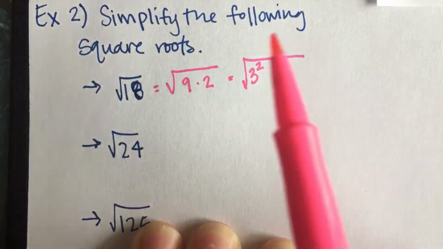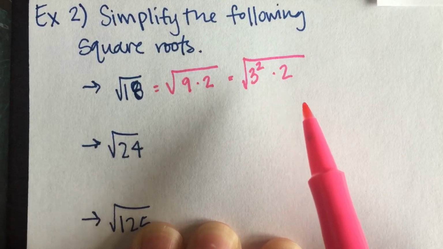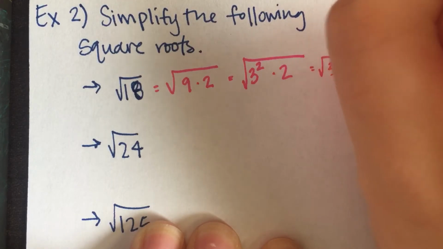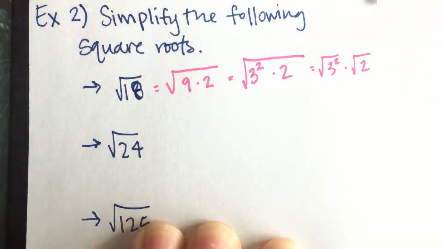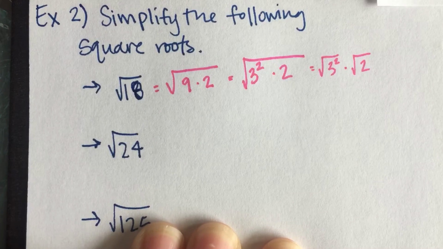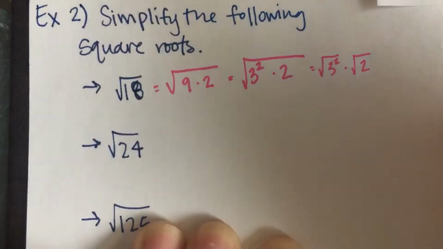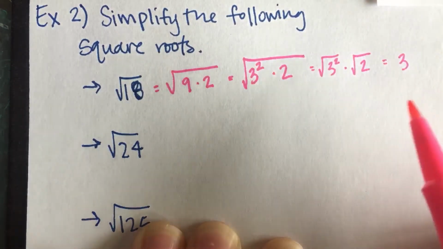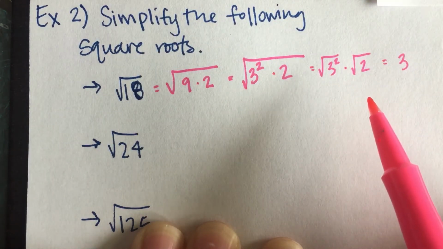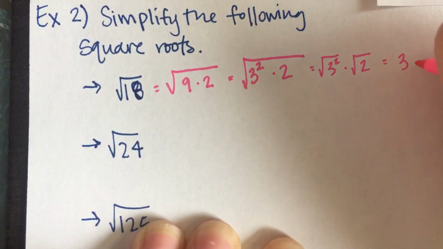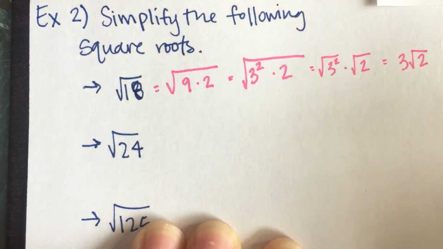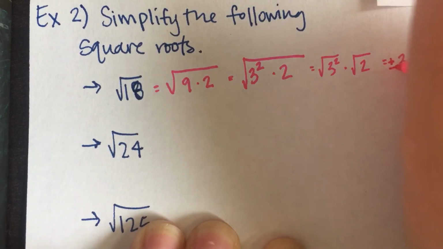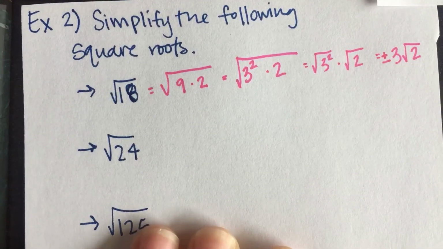And then when we have something squared times another number, we can actually split this up into 2 multiplications that look like this. The square root of 3 squared times the square root of 2. And the square root of 3 squared is just equal to 3. Remember, those go against each other. And we can't take the square root of 2. It's not a perfect square, and that's as small as it can get. So we're going to have this square root 2 left alone out to the side. And remember, since we took the square root, we still have that plus or minus.